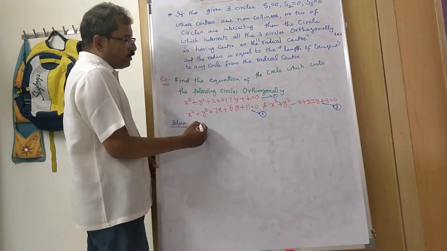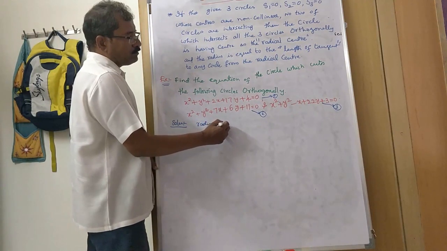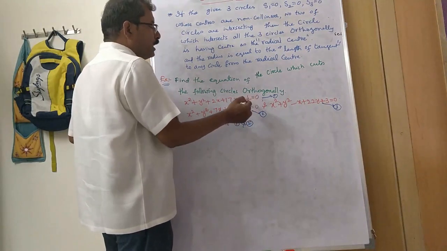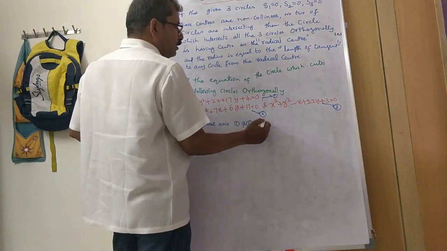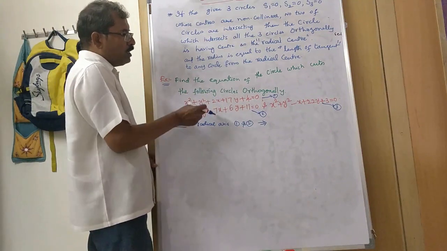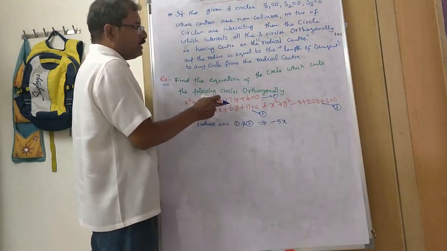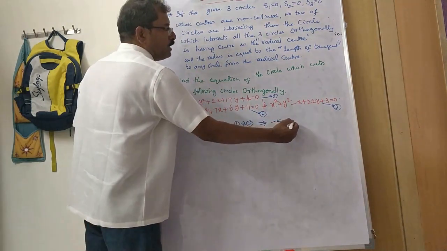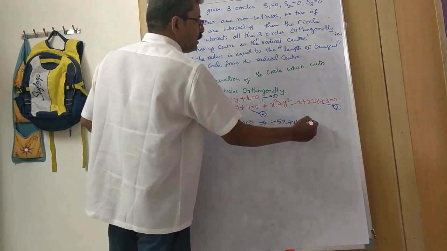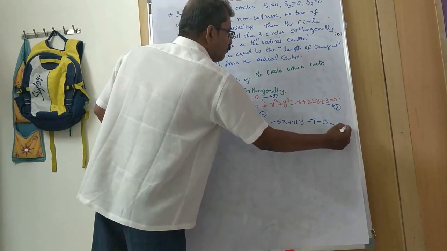Right. First, the radical axis of circles 1 and 2. That is S1 minus S2. You already know, that's why I am directly substituting. 2x minus 7x is minus 5x, plus 17y minus 6y is 11y, and plus 4 minus 11 is minus 7, is equal to 0. Say this is equation number 4.